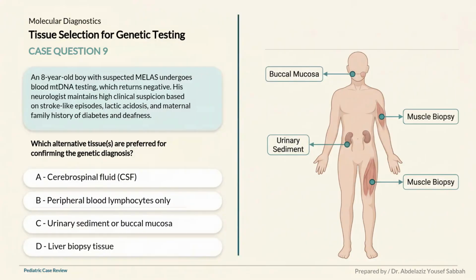Our 9th case. An 8-year-old boy with suspected MELAS undergoes blood mitochondrial DNA testing, which returns negative. His neurologist maintains a high clinical suspicion based on stroke-like episodes, lactic acidosis, and a maternal family history of diabetes and deafness. The question is, which alternative tissues are preferred for confirming the genetic diagnosis? Option A, cerebrospinal fluid. Option B, peripheral blood lymphocytes only. Option C, urinary sediment or buccal mucosa. Option D, liver biopsy tissue.